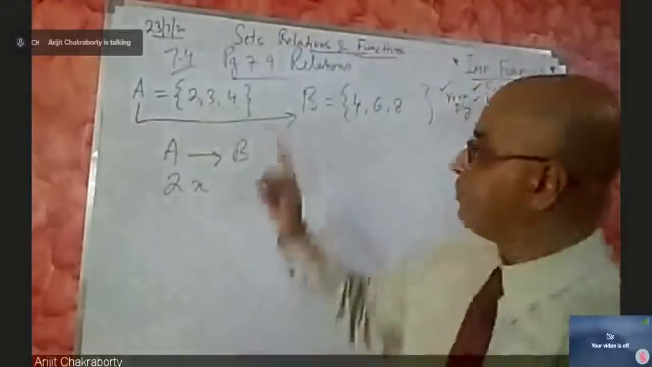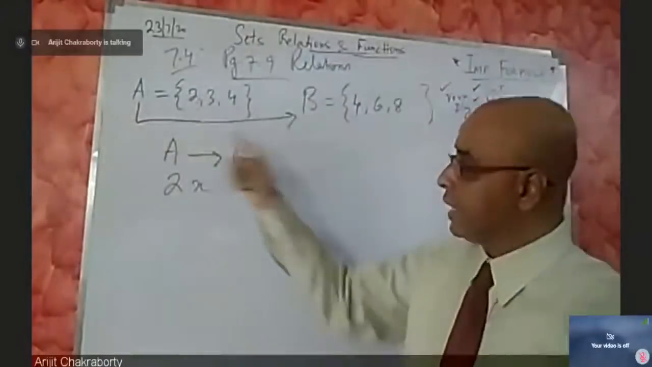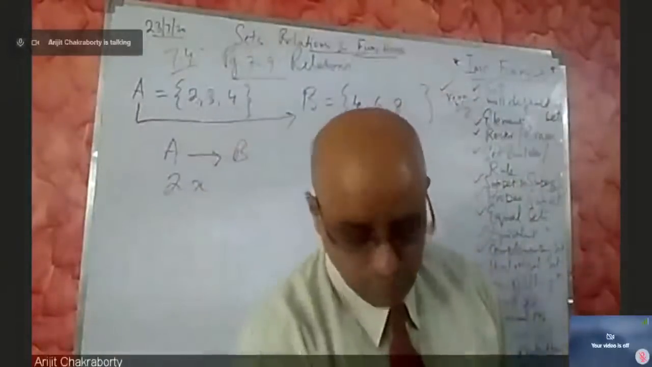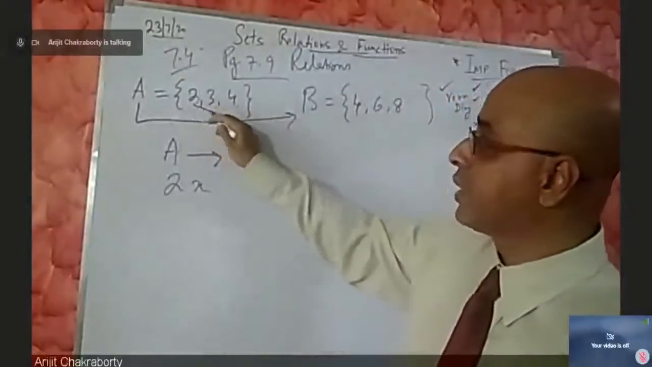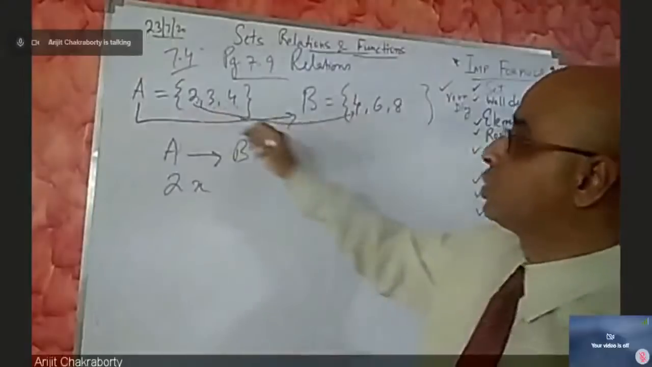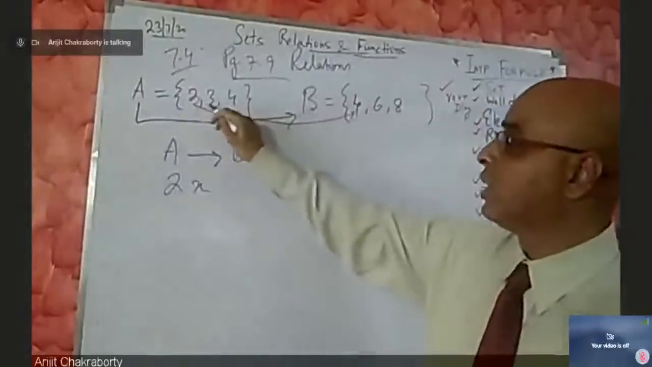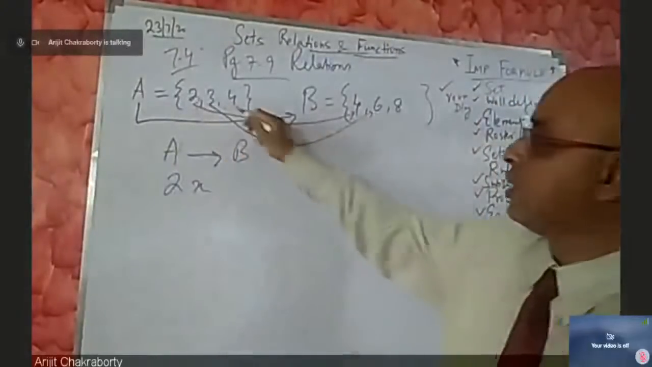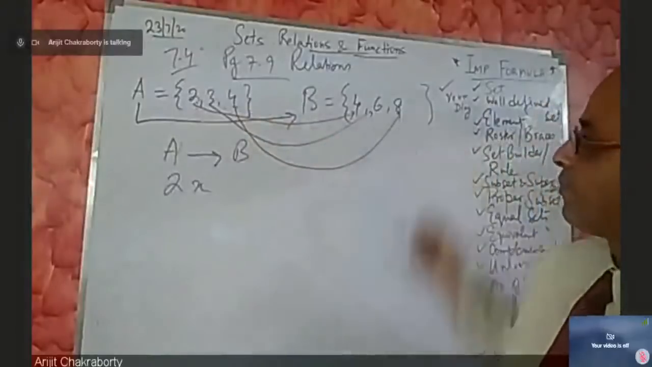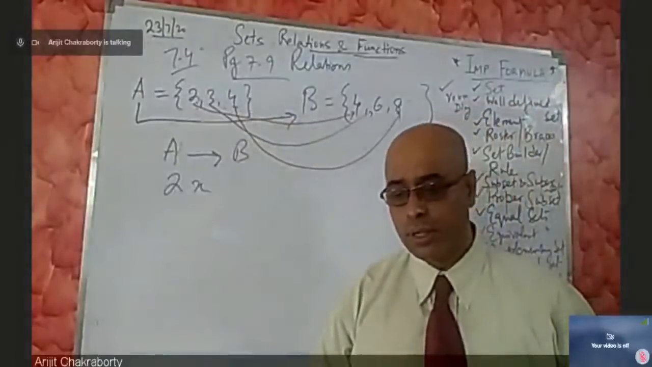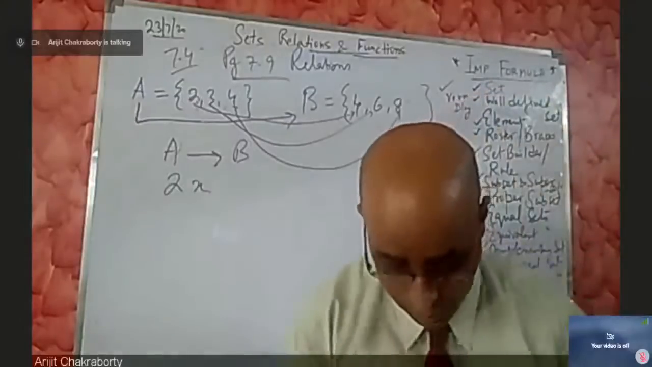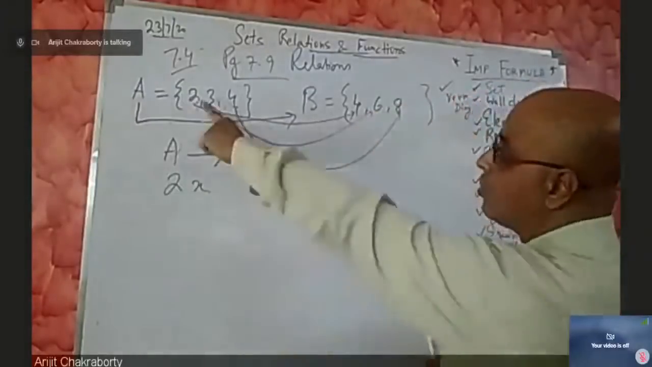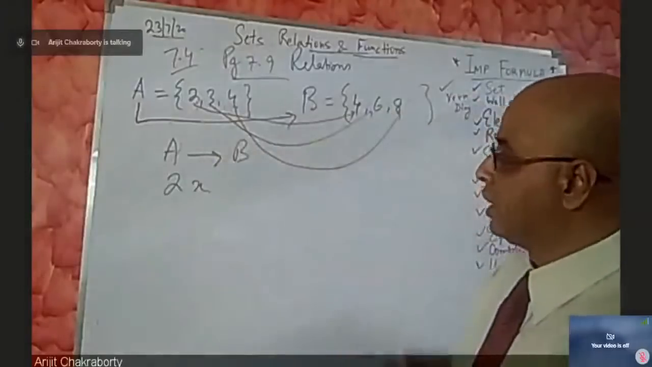Okay? A and B, two sets. The relation is 2x. Fine? And you can see for every element there is a corresponding element here. 2 and 4, 3 and 6, 4 and 8. So please note that we now have 6 numbers.